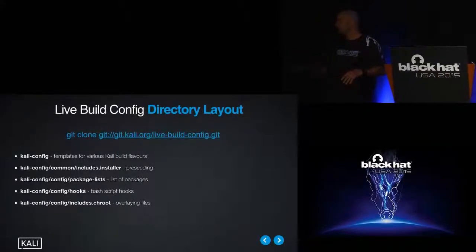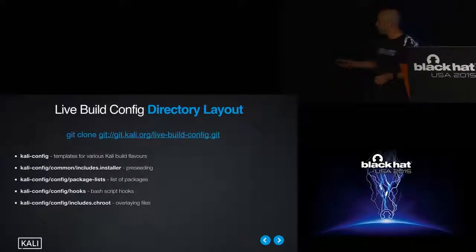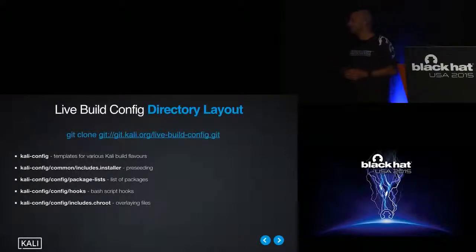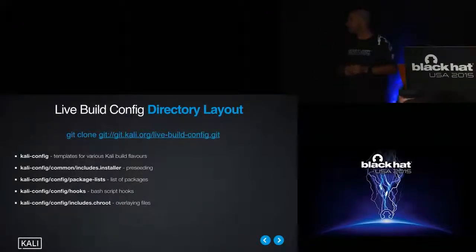Packages.list, that's the file that contains the packages that we want included in our build. So that's pretty cool. Hooks, this is a really interesting option. You can actually run bash scripts at different stages of the build, again, to change or update configurations. For example, one of the things that we'll be doing is enabling the SSH service by default on our ISO, so that when you boot the ISO, the SSH service will come up automatically.